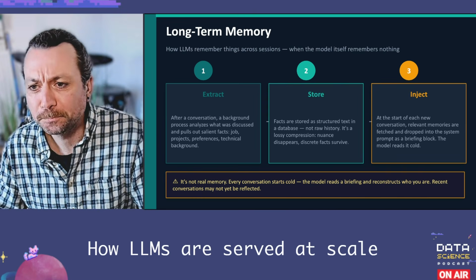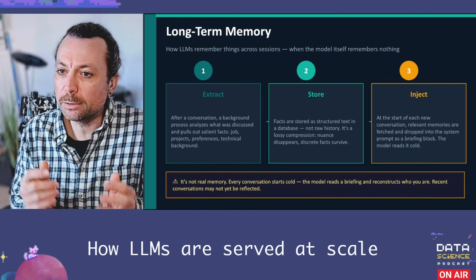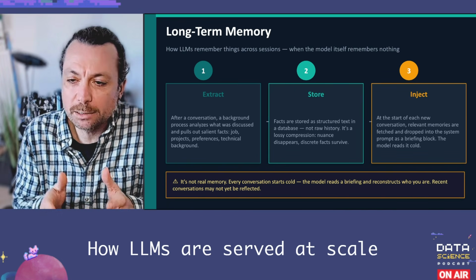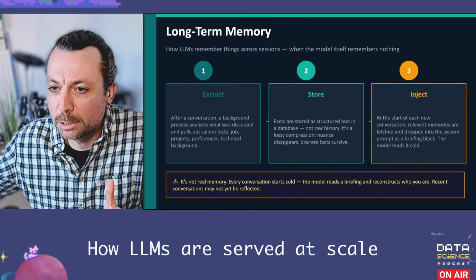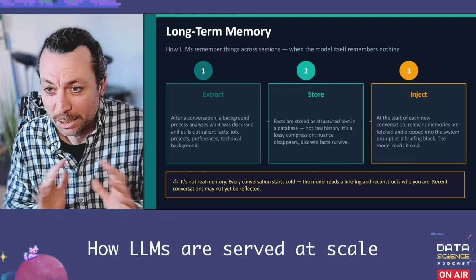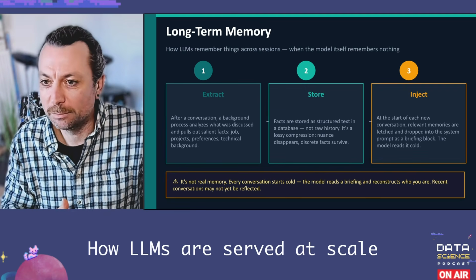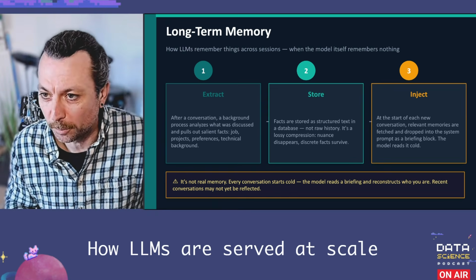Well, first of all, the model does not remember anything, right? The model that you're chatting with is exactly the same model that another 500 million people are using. So how can that model be specialized on you? It's not. It's exactly the same model that is serving requests from very different people.